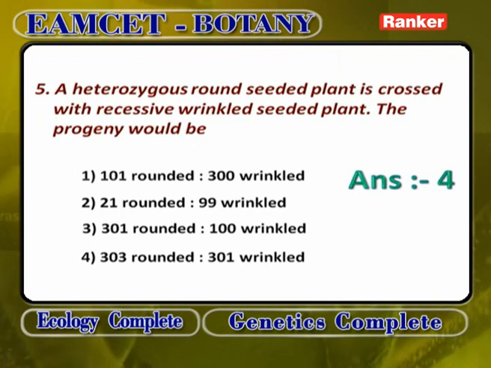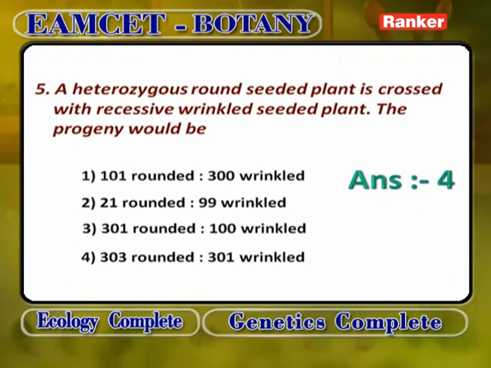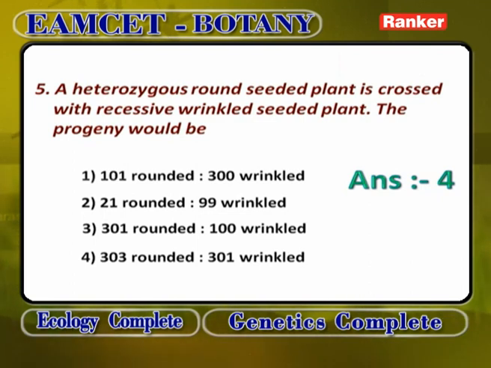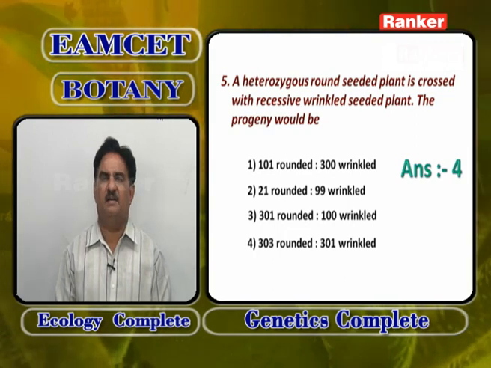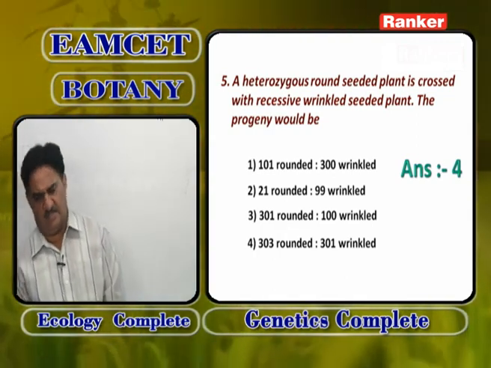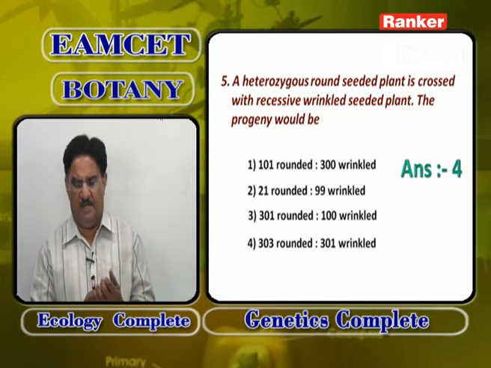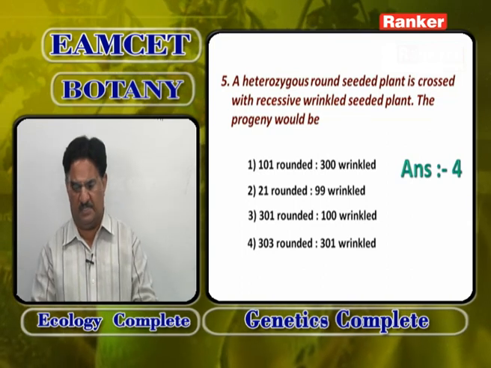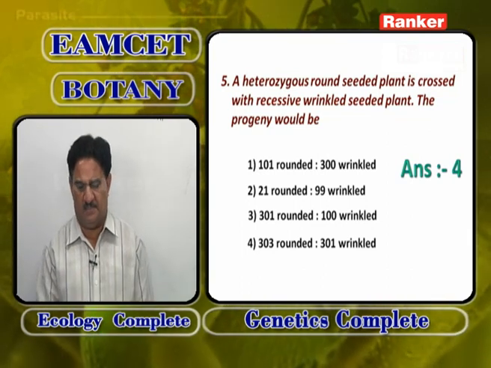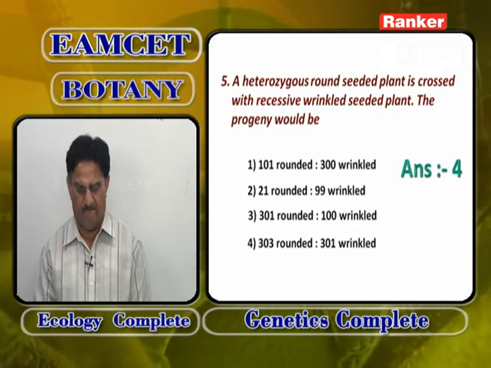A heterozygous round seeded plant is crossed with recessive wrinkled seeded plants. Here the heterozygous round seeded plant is the parental F1 generation. It is crossed with a wrinkled recessive plant, and this is a test cross. The test cross ratio is always 1:1, so almost 303 round and 301 wrinkled, close to each other. It is a test cross question. So the answer is the 1:1 ratio, fourth option, 303 round and 301 wrinkled.